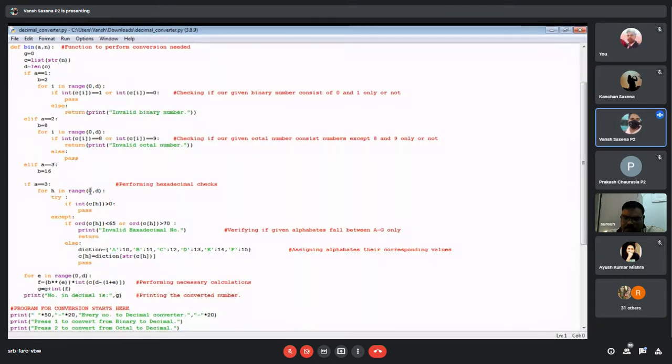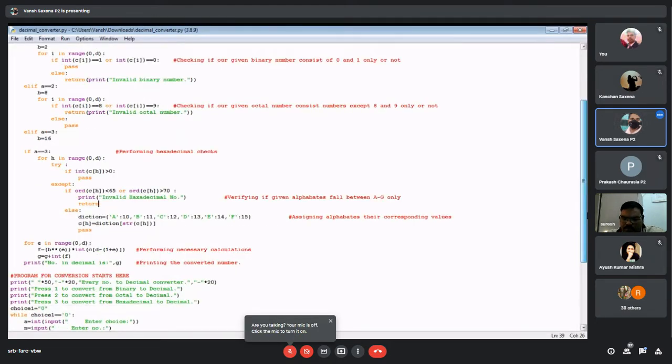If a is equal to 3, I will first check if the number is greater than 0, then pass, and then I will check if the number lies between A to F. The alphanumeric part lies between A to F. Then it will pass, else it will print invalid hexadecimal number, as I have discussed here. The ord is the ASCII code of capital A, 65. If it is less than that ordinal code, it will give invalid number, or if it is greater than 70, that is F, then it will also give invalid hexadecimal number.